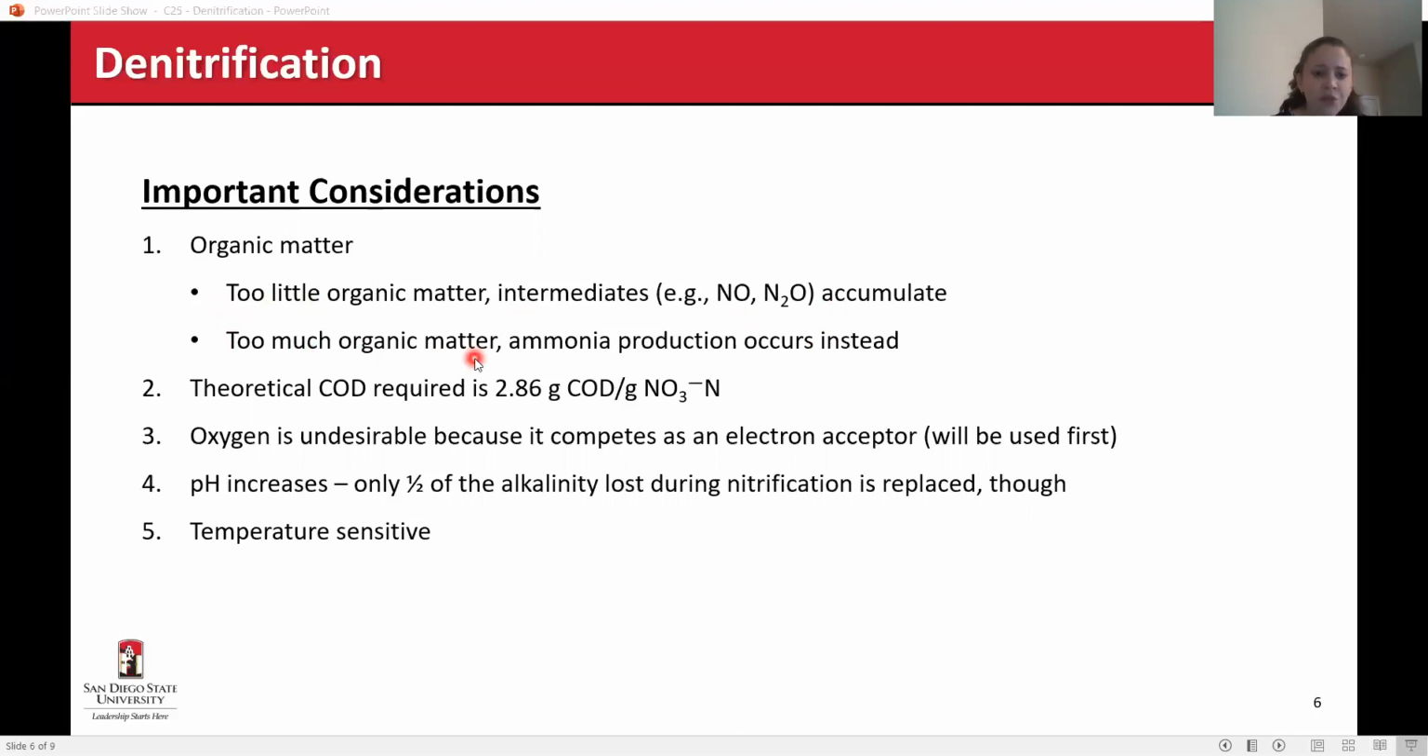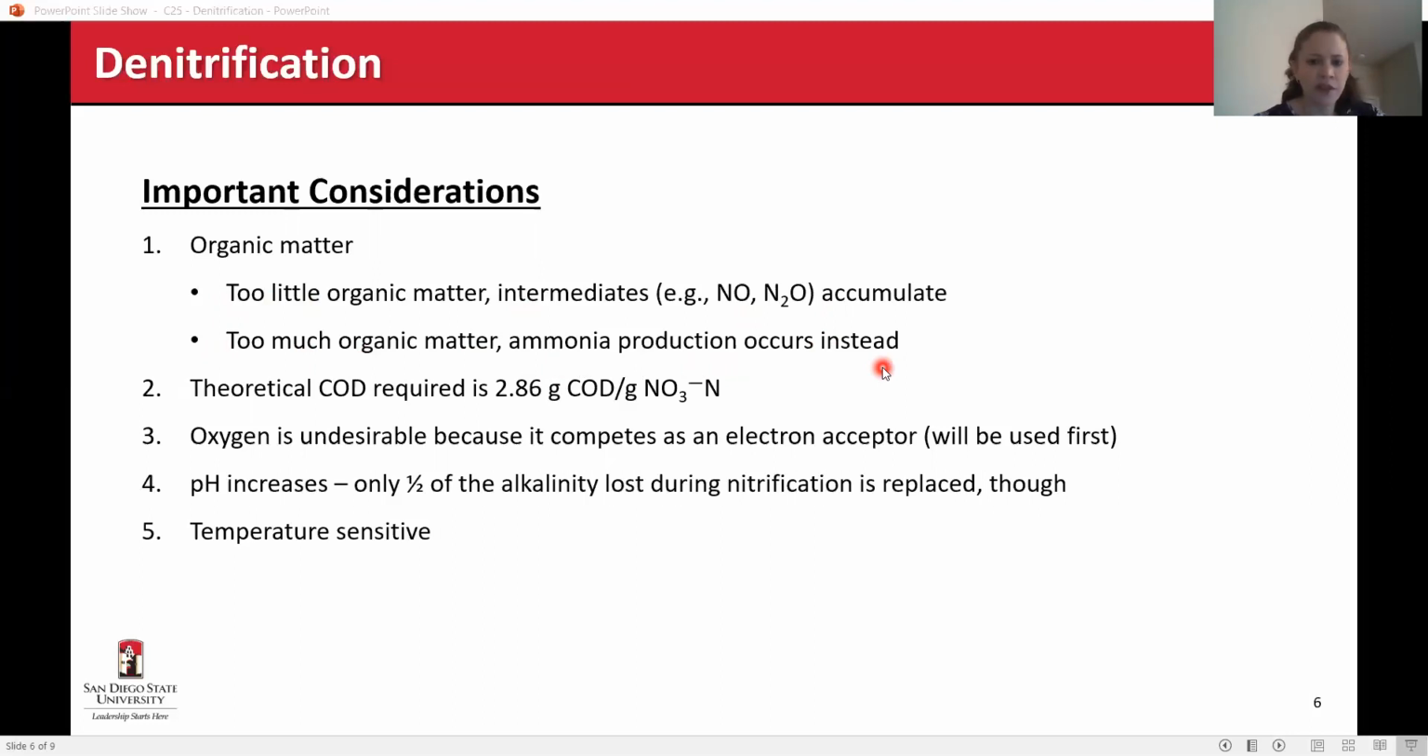If we add too much organic matter, for example, ammonia production occurs instead. And so what that means is that we have too much organic matter, it's just decomposing, and ammonium groups are coming off of the organic matter instead of it being utilized as a carbon source for the denitrification.